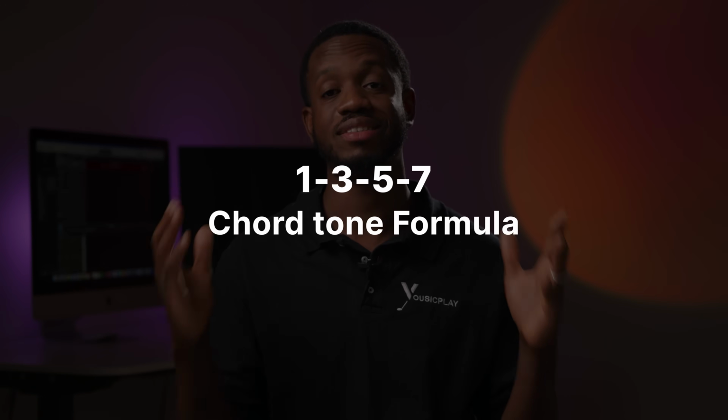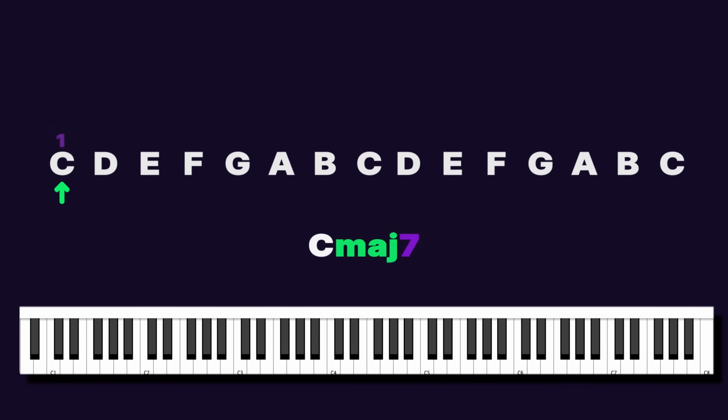So for our 7th chords, we do the same exact process using our 1, 3, 5, 7 chord tone formula. So for our 1 major 7, or our C major 7, here are the chord tones that make up that chord. So C is 1, E is 3, G is 5, B is 7. Now we take that same pattern and move it across the rest of the scale degrees.